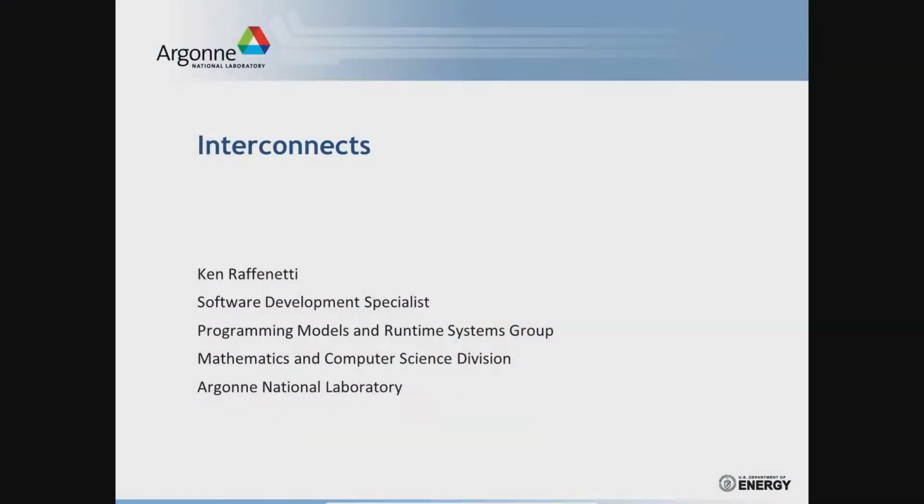So I'm Ken Raffenetti. I'm a software developer at Argonne National Laboratory in the Programming Models and Runtime Systems group. I'm here to talk to you about interconnects. By interconnects, I mean off-node communication.